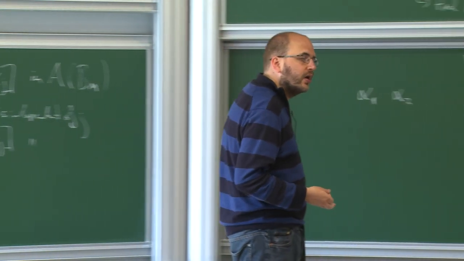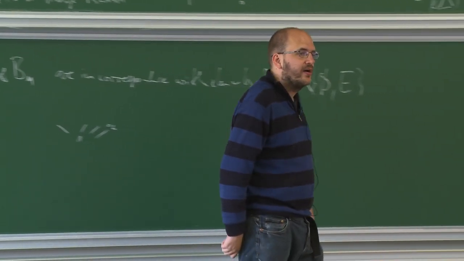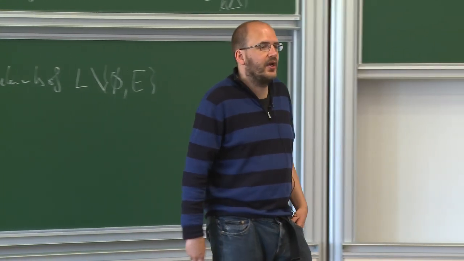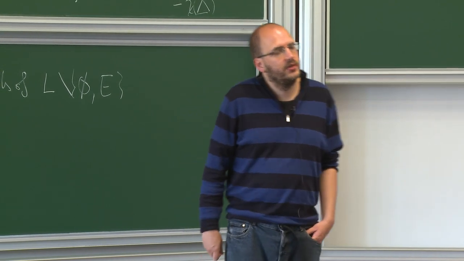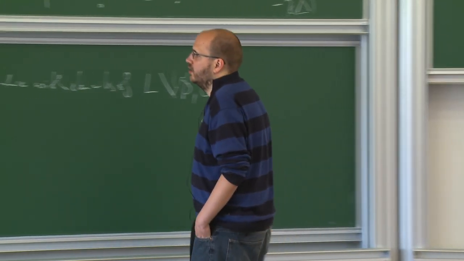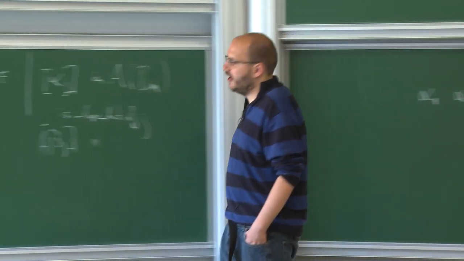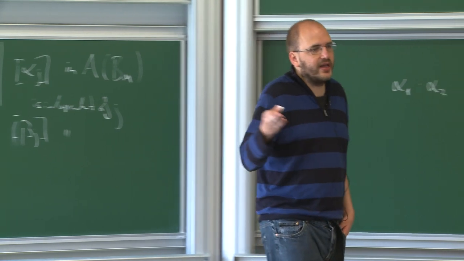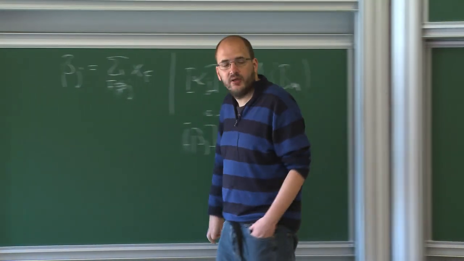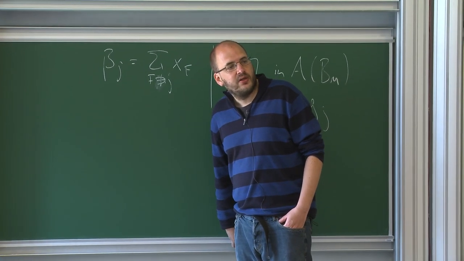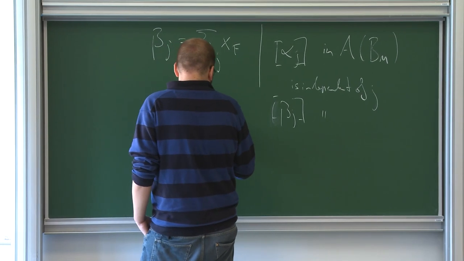I remember that you defined this fan the same as last time, and then the x_F are the same as the notation e_F of last time, or no? Well, e_F is the ray, so now I'm thinking of x_F as the characteristic function of the ray. x_F is an element of the ring.